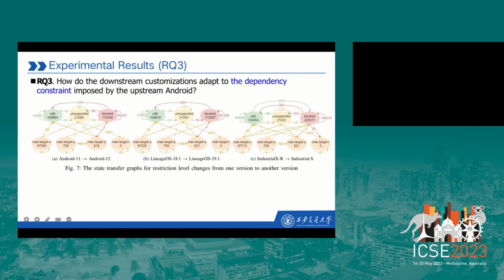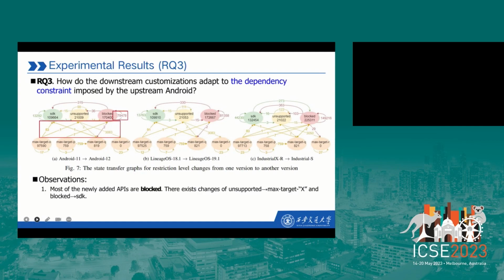And we first employed a state transform graph to model restriction level change of API entities, as shown in Fig 7. We found most newly added APIs are blocked. There exist changes of unsupported to max-target-X and blocked to SDK. And we also find the change of SDK to blocked uniquely exists in the industrial projects.